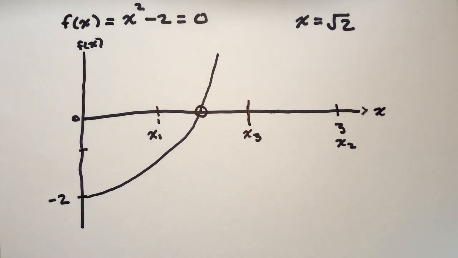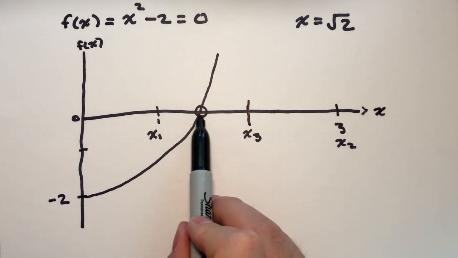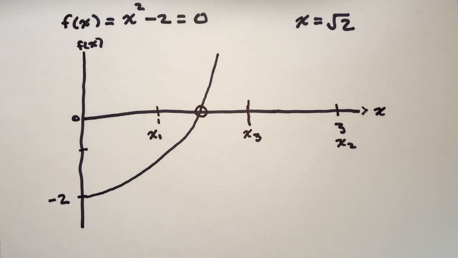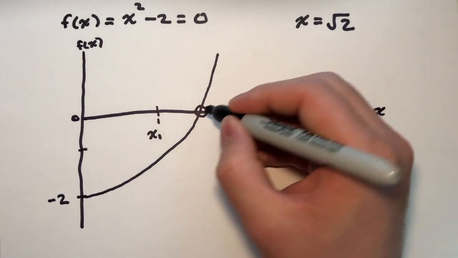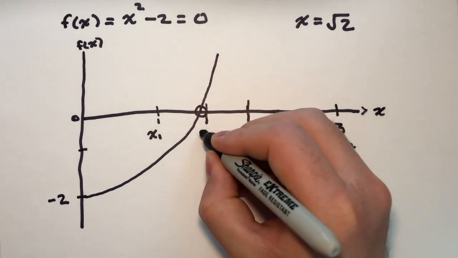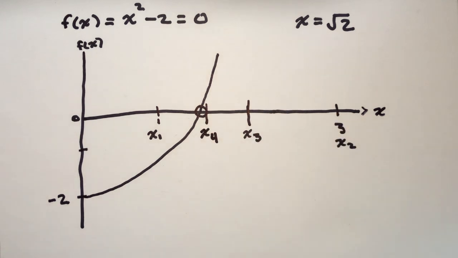Now we're going to figure out which of our x guesses the root is between. Is the root between x3 and x2, or between x1 and x3? Clearly the root is between x1 and x3, so we're going to pick these two x's as our bisecting guesses and take the average. Let's call it x4. And we're going to keep on doing this, getting closer and closer to the root each time.